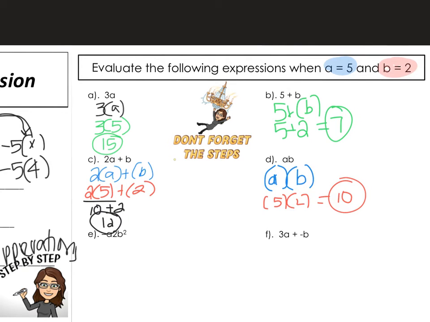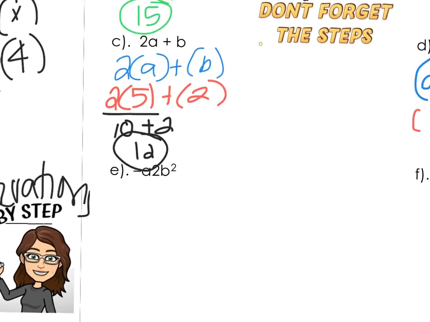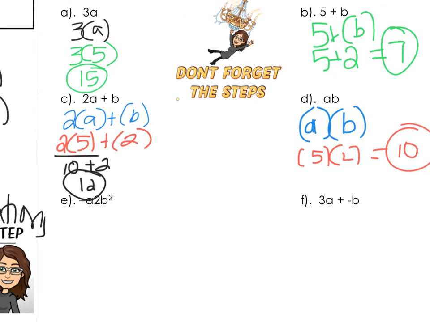All right, friends. When I substituted 2 in for B, I got 7. When I substituted 5 and 2 in, I got 10. Let's take a look at E. E's got a lot going on. We have a negative A, or the opposite of A, times 2 times B squared. So let's go ahead and isolate everything with parentheses. So I'm going to rewrite this and space everything out. And then I'm going to put just the letters in the parentheses.